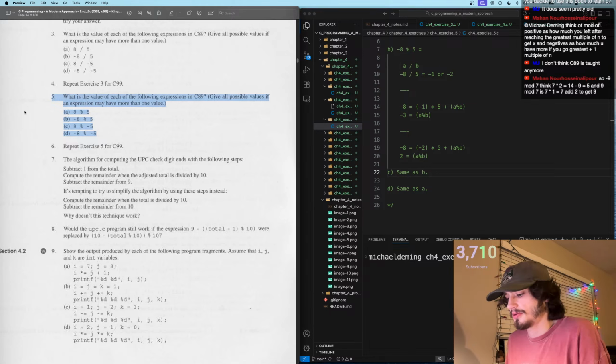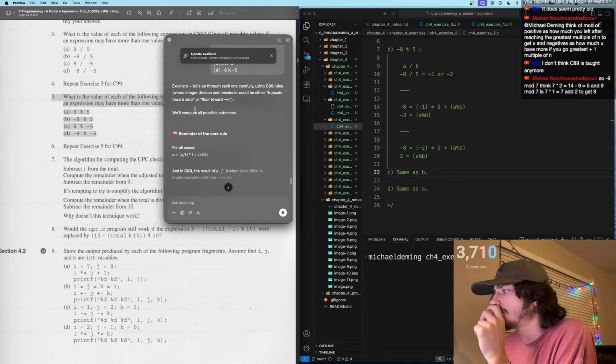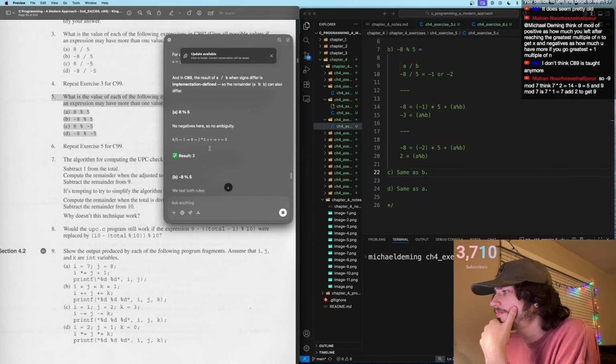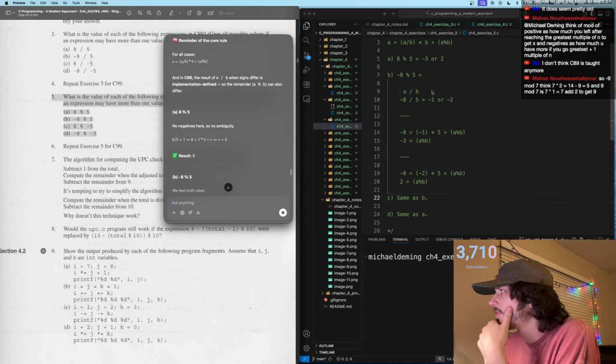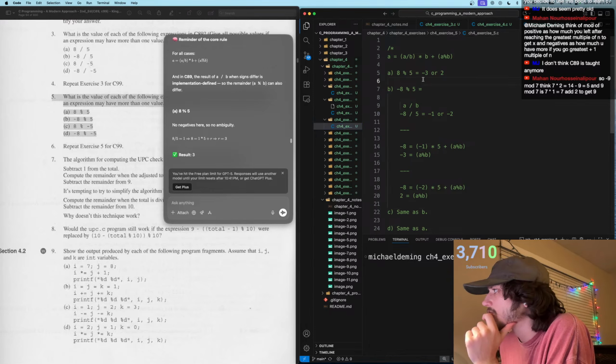Okay, let's get some feedback here. Let's go through these here. So in case A, okay, so in no negatives here, there's no ambiguity. 8 divided by 5, 1. Plug that back in, you just get here because it's positive, right? Oh, so it really does depend. Okay, so it is just positive. Oh, I think I overrode that up there on accident.